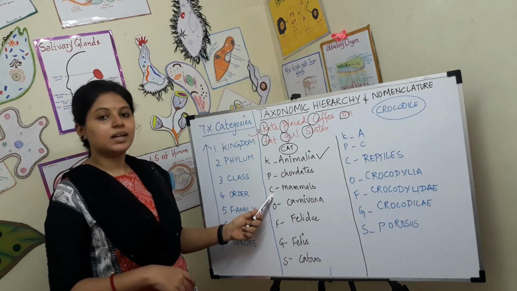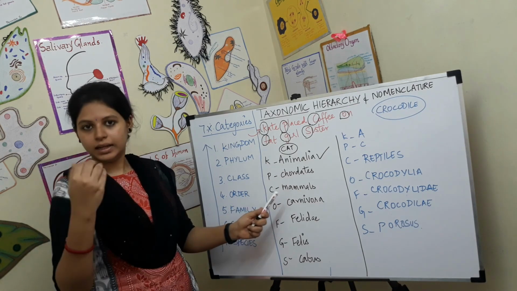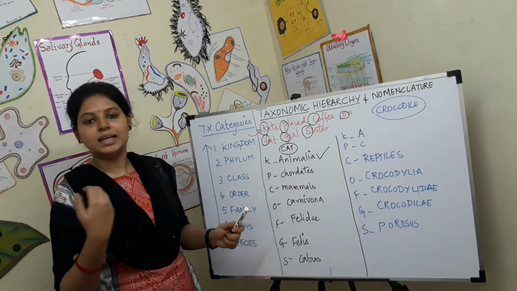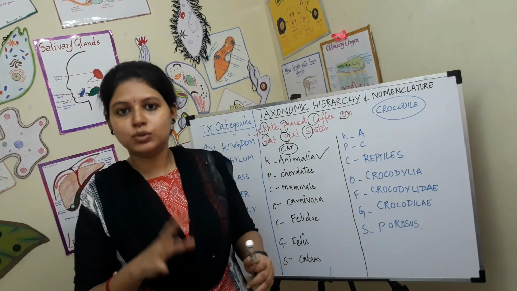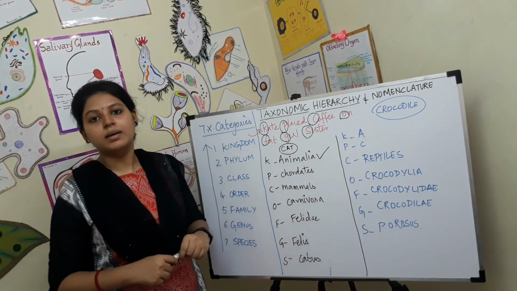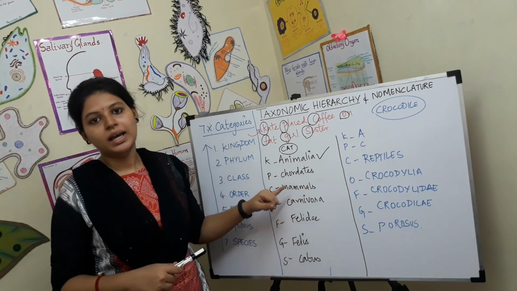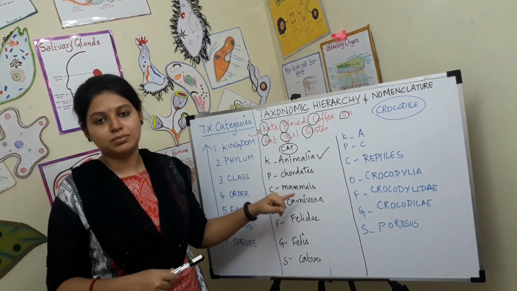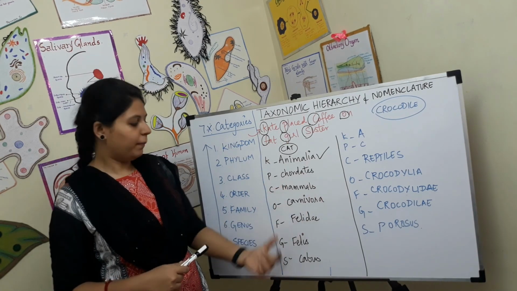Next is class. In phylum Chordata, we have important classes like Mammalia, Reptilia, Aves and others. We have so many classes. Now the cat is placed under mammals. Why? Because cats give birth to young ones and feed them. That's the important characteristic, so they are placed under mammals.